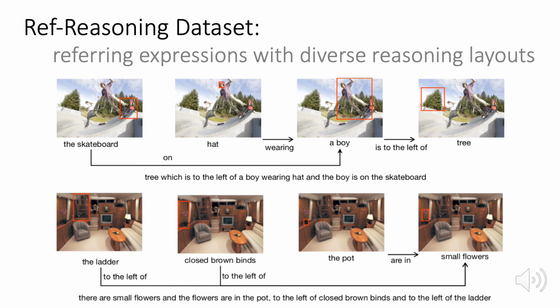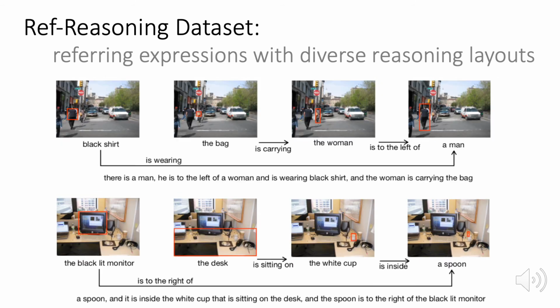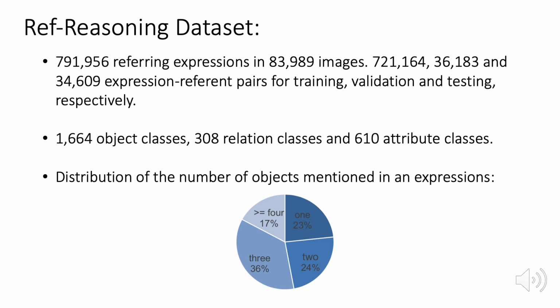For the dataset, we also propose Ref-Reasoning, which automatically generates expressions over the scene graphs of the images using diverse expression templates and functional programs. The two examples are based on two different reasoning layouts, where the relationships among the objects can help to distinguish the referent from other objects which belong to the same categories as the referent. The other two examples are generated using different expression templates from the same layout. The Ref-Reasoning dataset includes about 800,000 expressions in about 84,000 images, and there are hundreds of object, relation, and attribute classes.